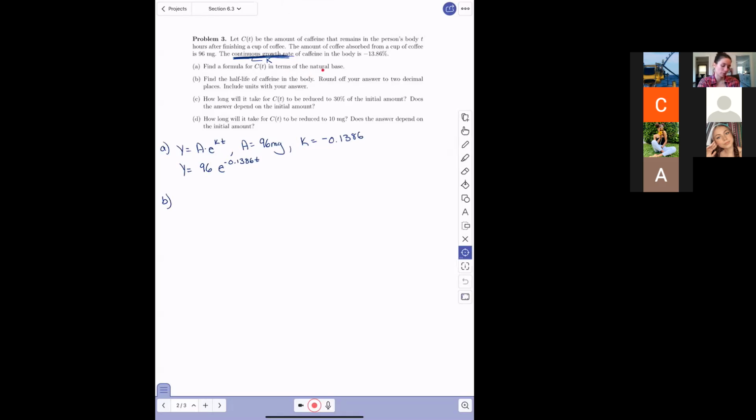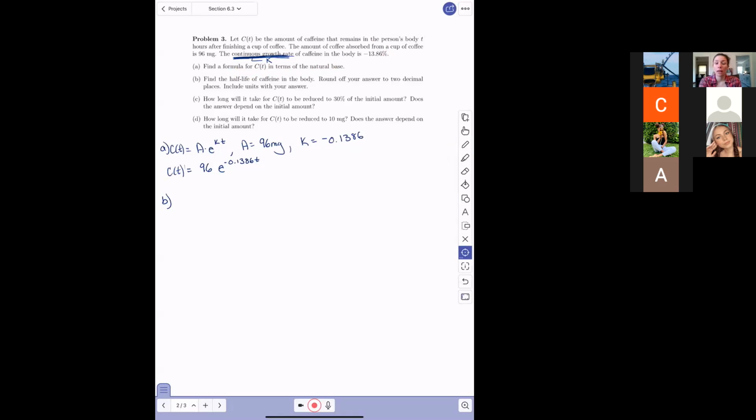So we just had to put it in the form of, actually, this should be C of t, but okay. We had to write out this word problem, we had to find a formula for C of t in terms of the natural base.